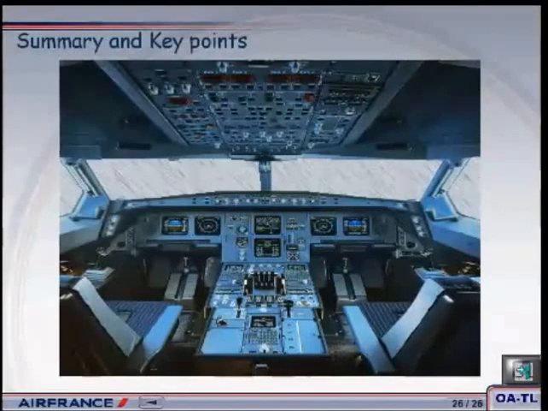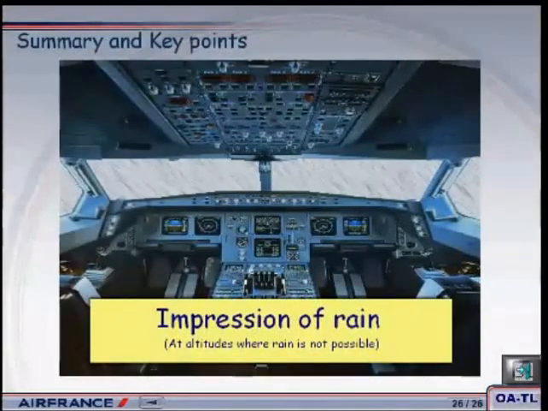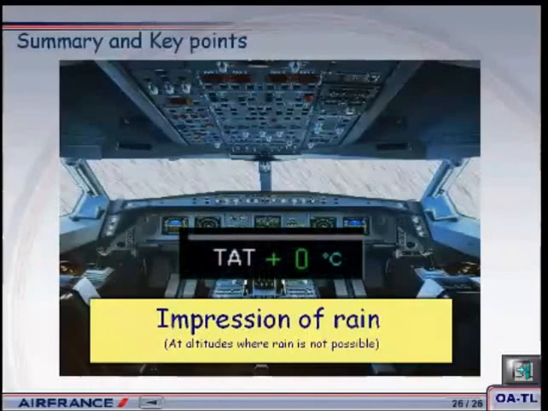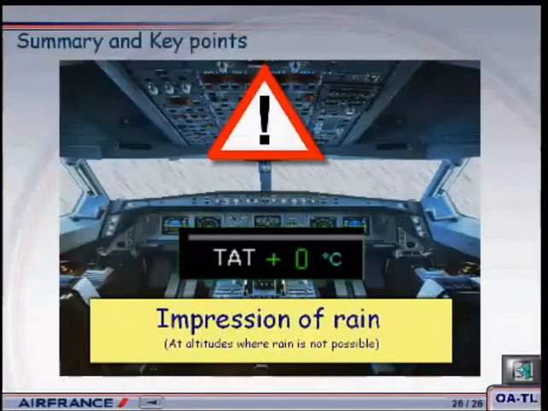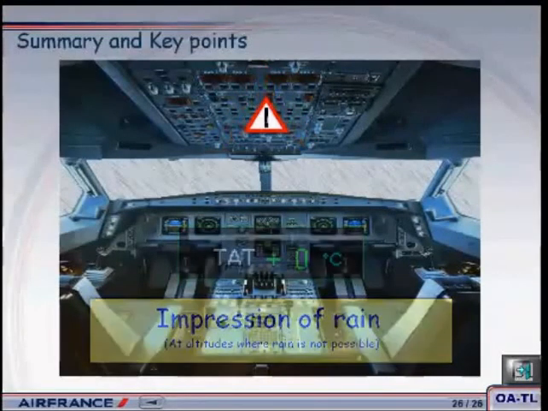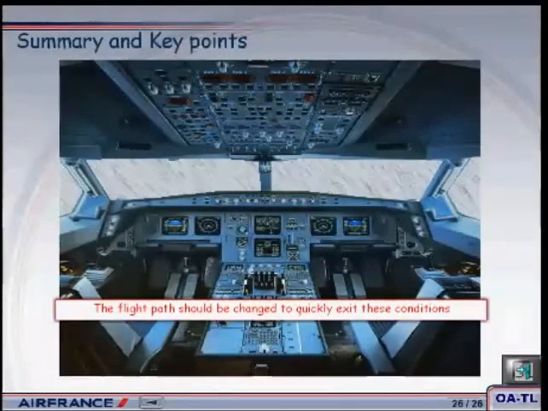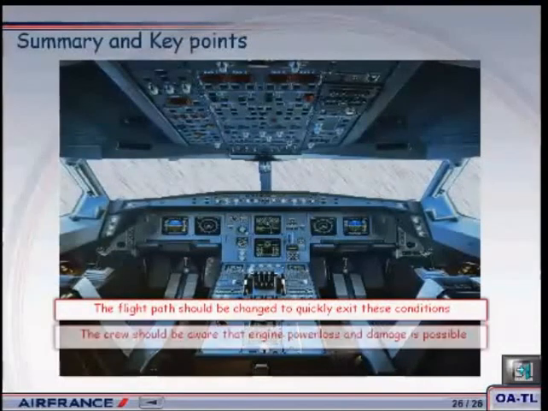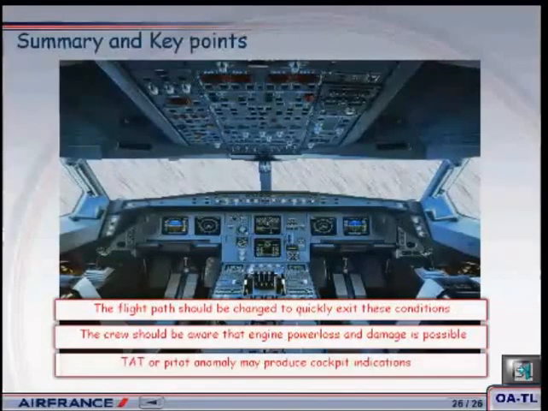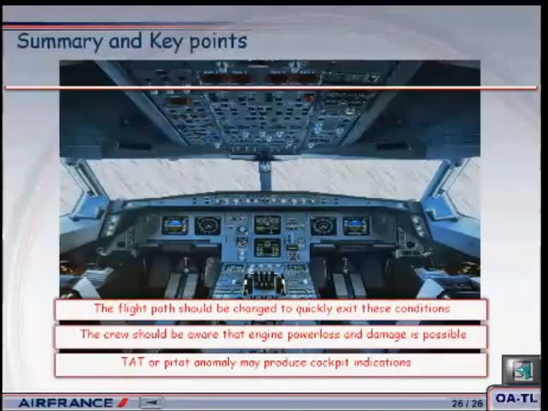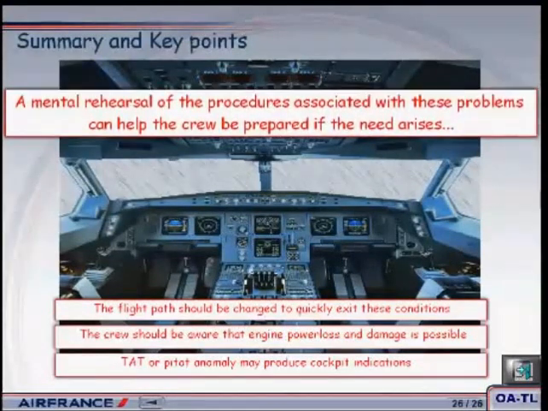In summary, if the crew encounters apparent rain on the windscreen at high altitude and/or a TAT indicating near 0 degrees Celsius at cruise, ice crystals should be suspected. The flight path should be changed to quickly exit these conditions. The crew should be aware that engine power loss and damage is possible, along with a possible thrust asymmetry. TAT or pitot anomaly may produce cockpit indications. A mental rehearsal of the procedures associated with these problems can help the crew be prepared in case the need arises.